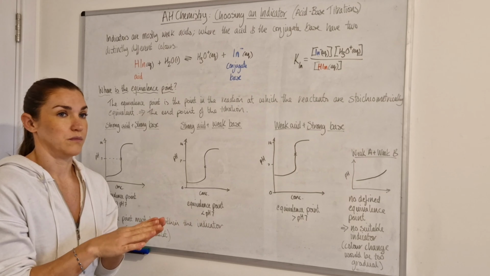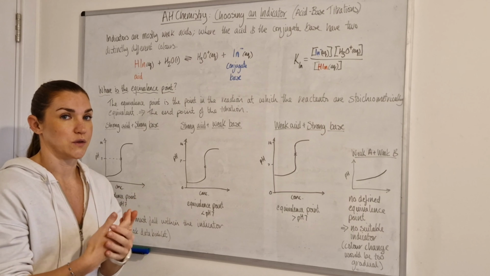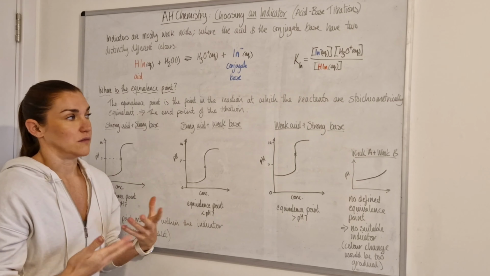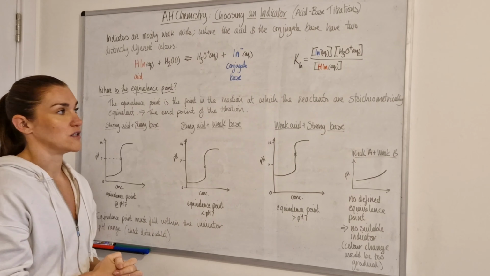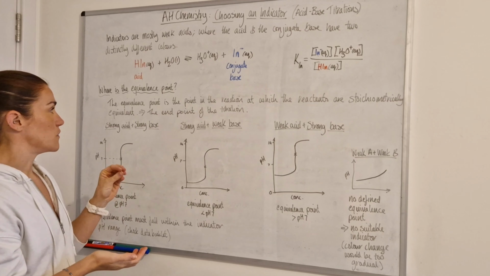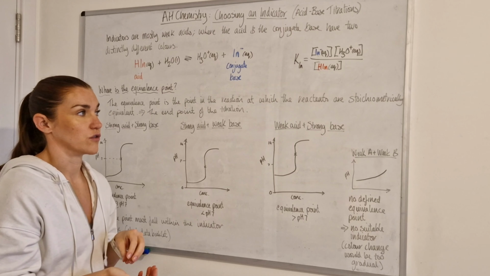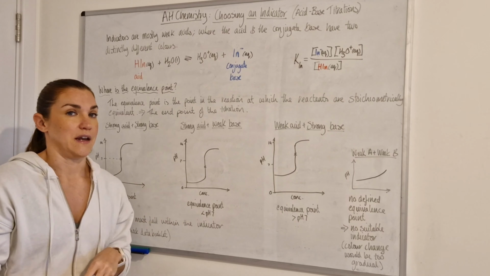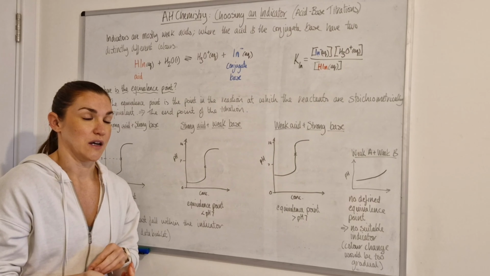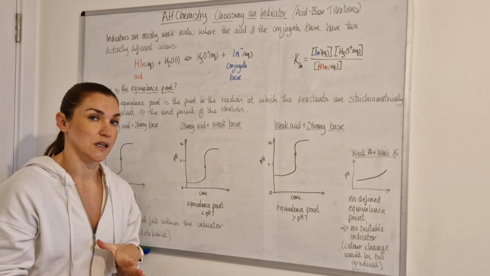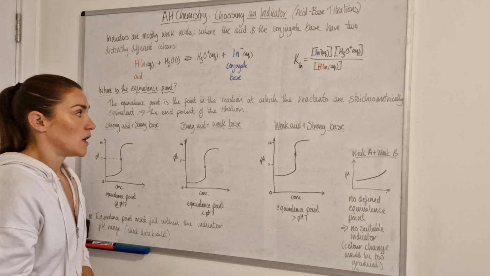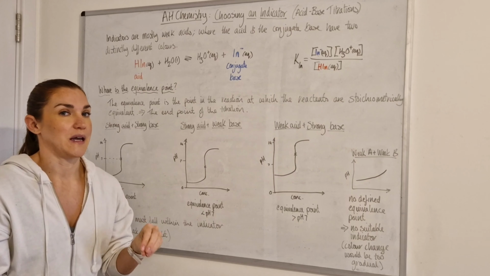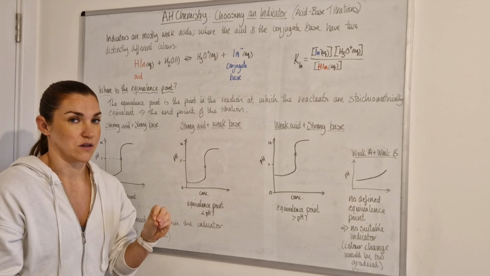So as we know from balanced equations, it's not always a 1-to-1 ratio between reactants. Sometimes it's 1-to-2, or it can be 2-to-3. Okay, so the equivalence point is the point at which the reactants are stoichiometrically equivalent. That then means you've reached the end point of your titration, and then as we know, that's when we will see our colour change.